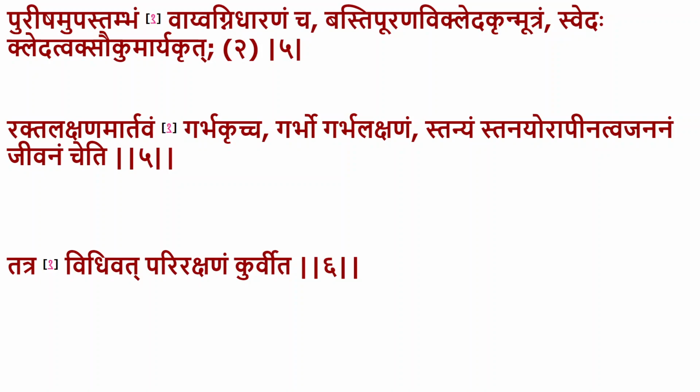The next after the dhatus is the mala. The malas are the purisha, mutra, swedha. Purisham upastambham vayvagnidharanam cha, basti purana vikledakrita mutram, swedah kledapak sukumarikrita. Now, when there is assimilation of the contents from the universe, the macrocosm-microcosm relationship, and the mahabhutas are utilized in the body, there will be some portion which is to be expelled. So all that is present is not necessary. These are mainly the purisha, the fecal material, the urine, and the sweat.